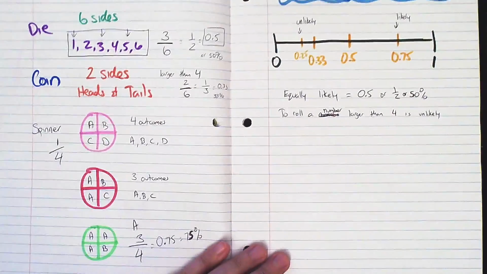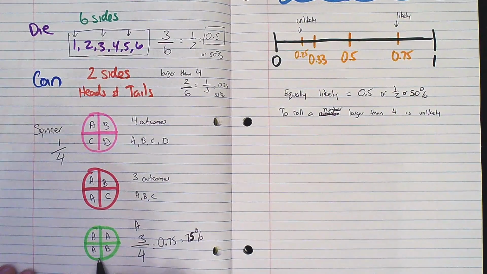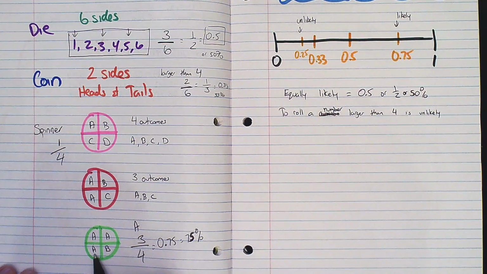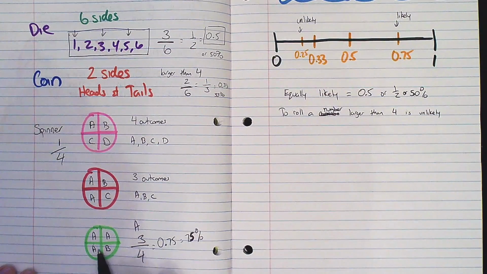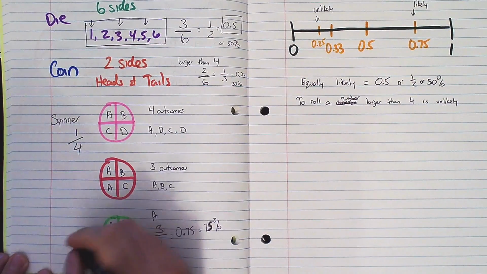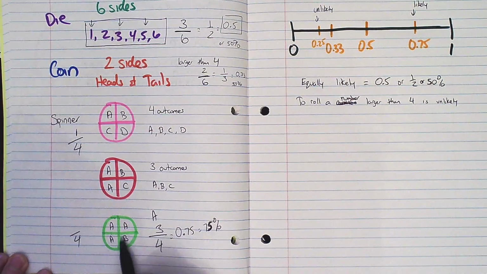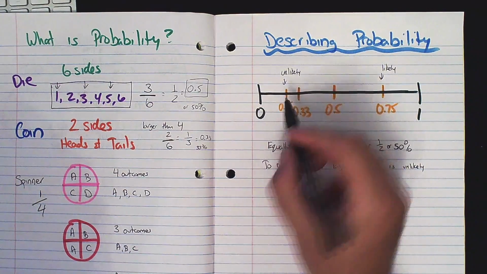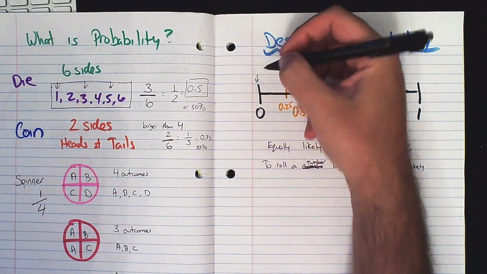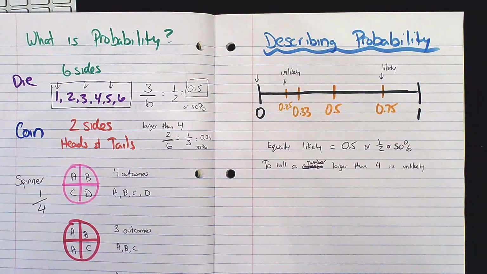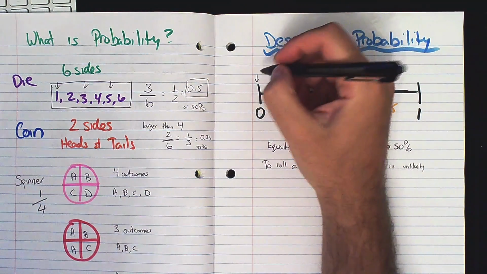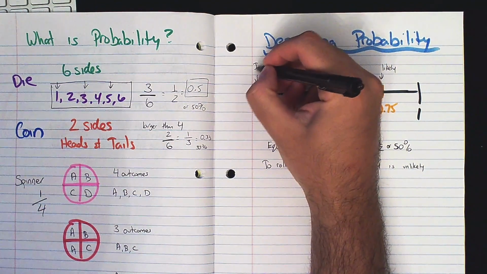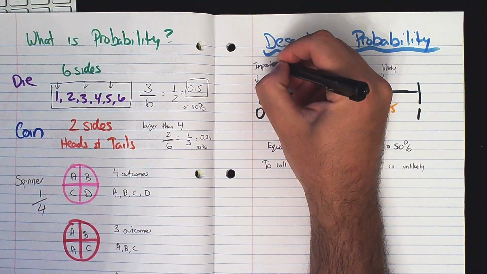Now, a couple more. Let's use this spinner again. What is the probability that you will spin and land on the letter C? Well, there are 4 options. There is no C. 0 chance. So this is not going to happen. It cannot happen. Impossible is what we say in probability.